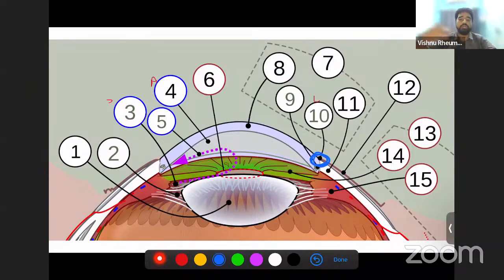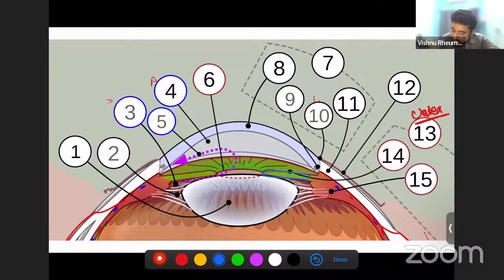Then 12 is your outermost part of the eye, that is your conjunctiva. As you can see here, this is the outermost part of the eye, and essentially it is not a continuation of anything. Then you have the most important part, 13, that is the uveal apparatus. So uvea is your most important part, and this has mainly two things: the iris and the ciliary body.